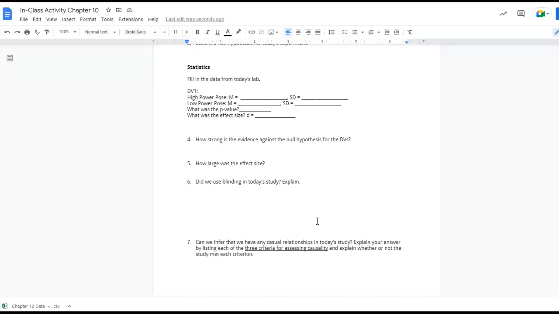But given that this is a fairly well-known phenomenon, the idea of power posing, it seems really likely that people coming into the study kind of knew what we were doing, right? Knew that we were asking you to be in either a high power or a low power pose position, right? So it's not a well-blinded study.